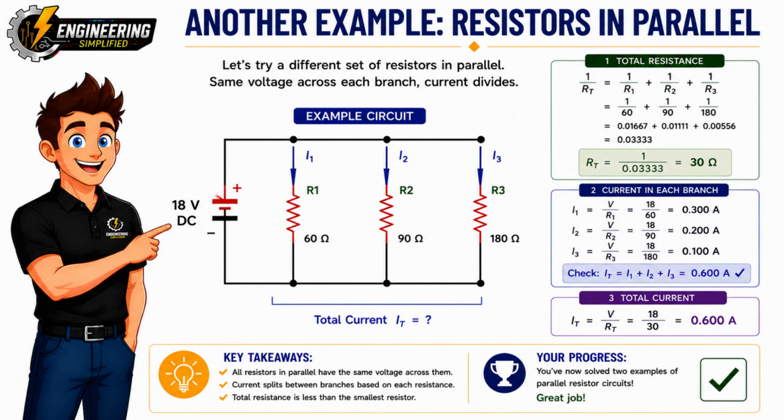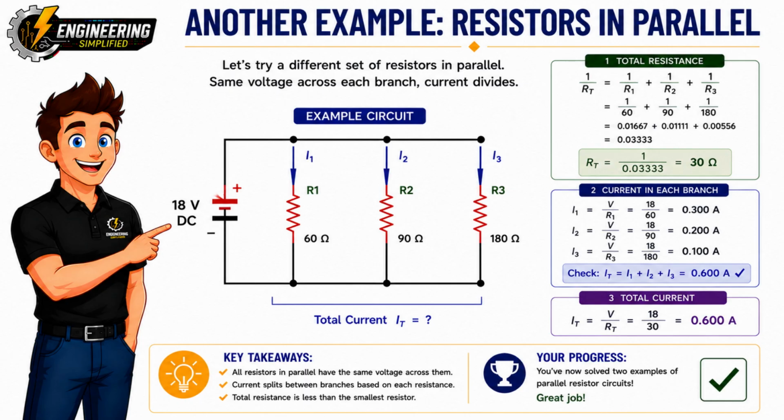Next, let's calculate the current flowing through each branch. Using Ohm's law, the current through R1 is 18 divided by 60, which equals 0.300 amps. For R2, it's 18 divided by 90, giving 0.200 amps. And for R3, 18 divided by 180 gives 0.100 amps.